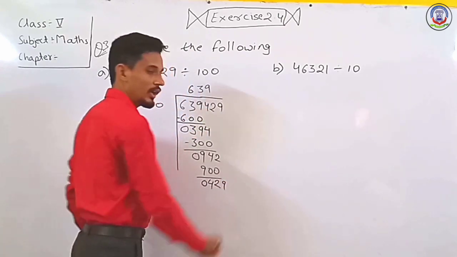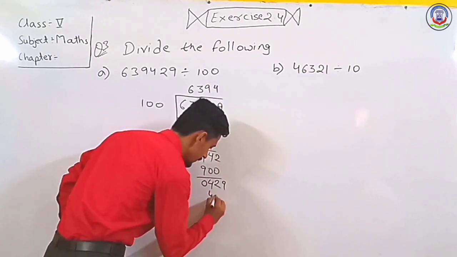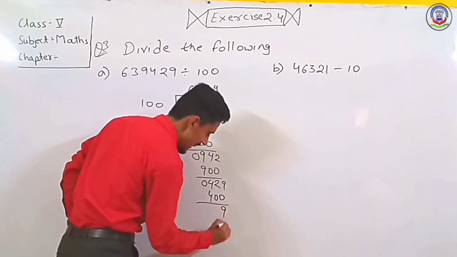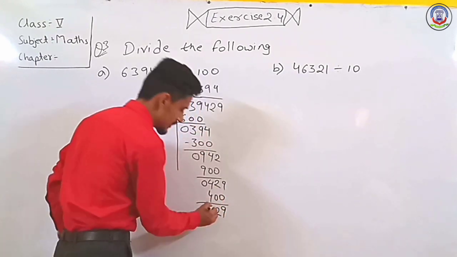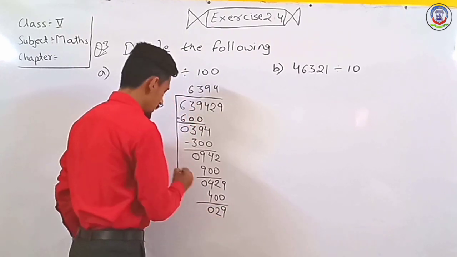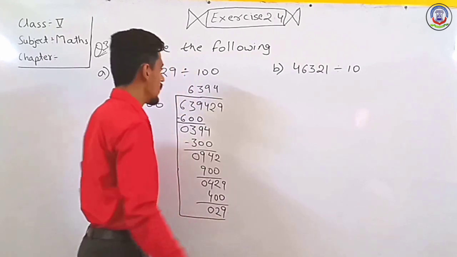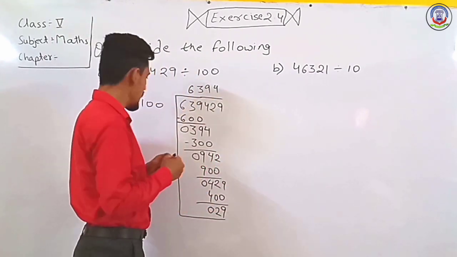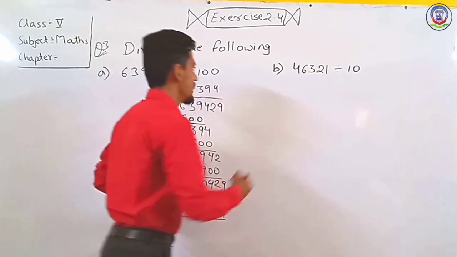Now 429, it comes 4 times 400. So 9 subtract 0 is 9, 2 subtract 0 is 2, 4 subtract 4 is 0. So now we can say that this is the remainder, this is the quotient, this is the dividend and this is the divisor. Now come to B, second.